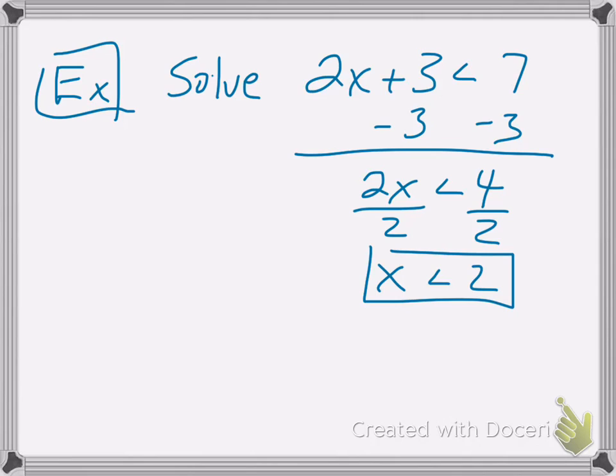Another way you can show your answer is by graphing it on a number line. I don't want you to put a whole lot of detail in your number line. I want to know where 0 is, and I want to know where the number is in relationship to 0. Less than 2 on the number line would be an open circle and shade to the left, right?